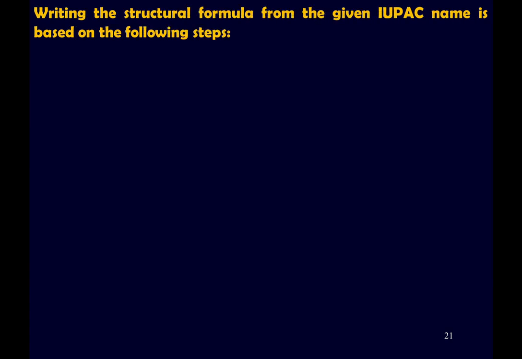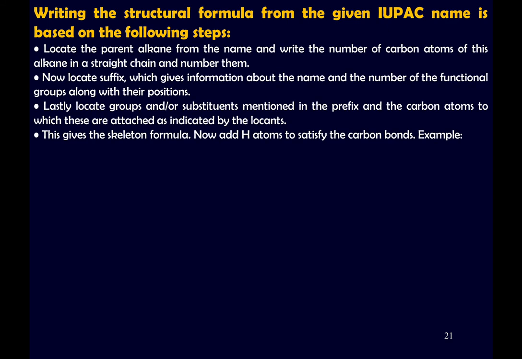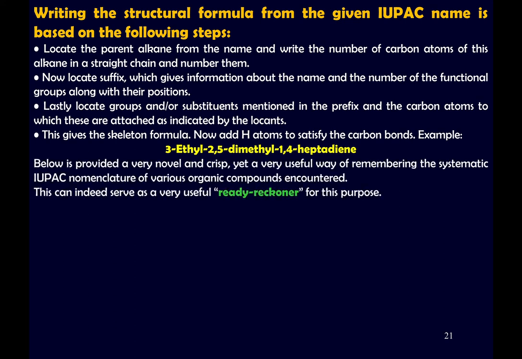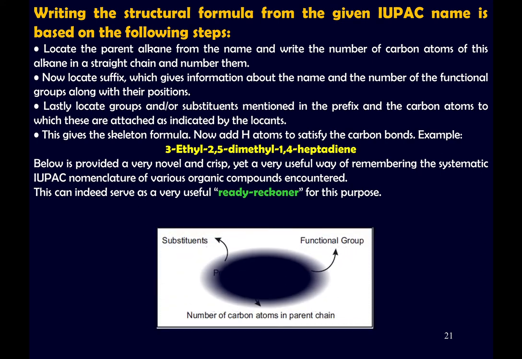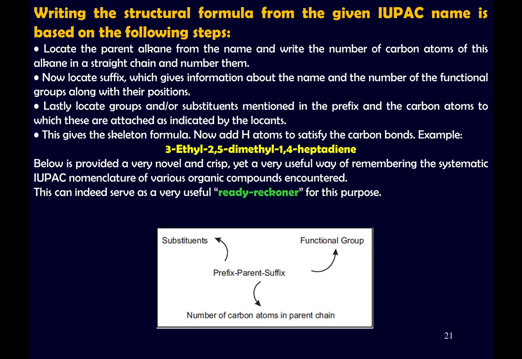Writing the structural formula from the given IUPAC name is based on some steps. So let us see, for example, 3-ethyl-2,5-dimethyl-1,4-heptadiene, and here is a ready reckoner for that. You have to first fix up the parent name based on the carbon atom chains. The parent compound and the primary functional group will be attached as a suffix, and the substituents will be attached as a prefix.